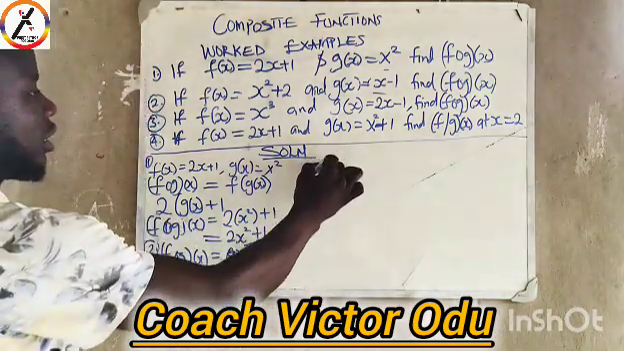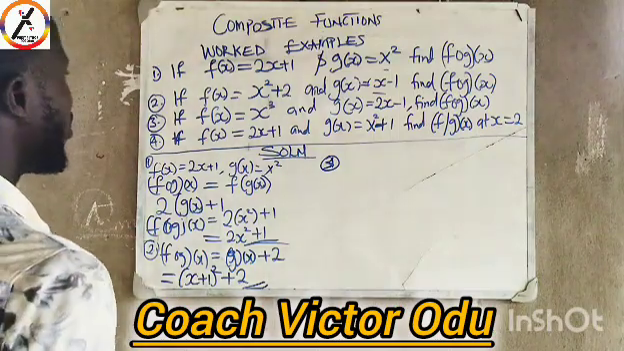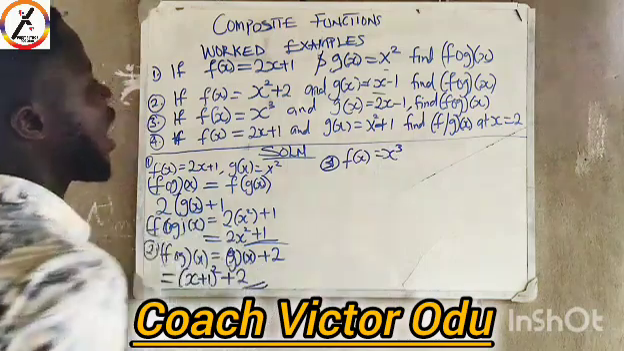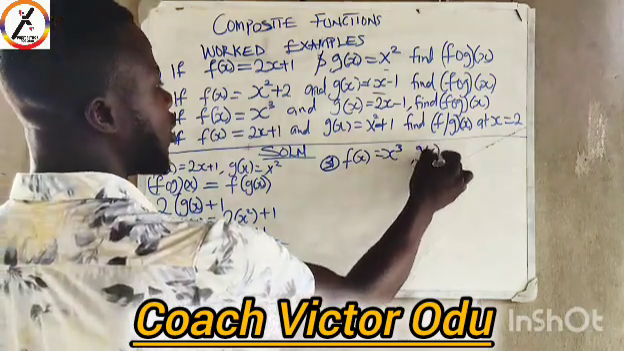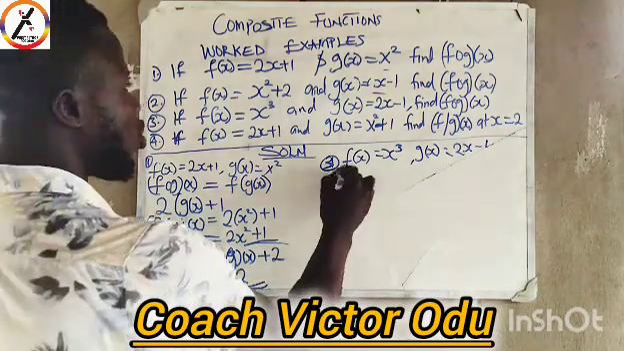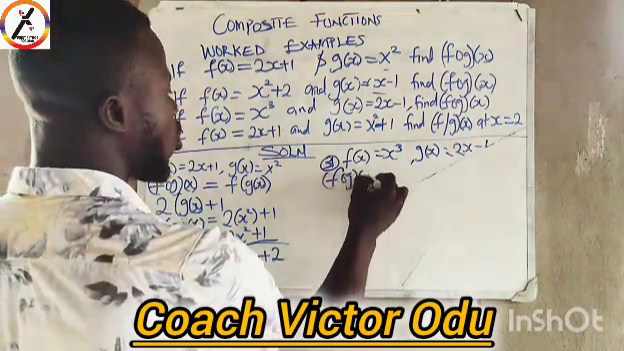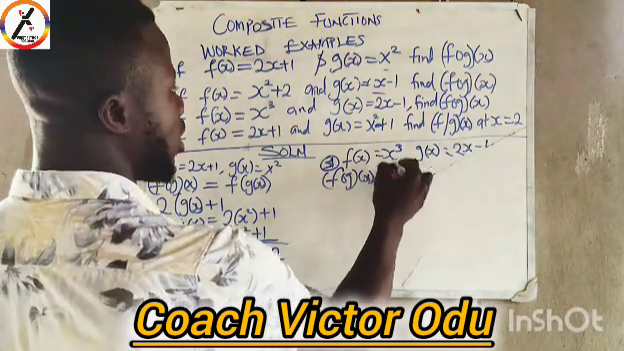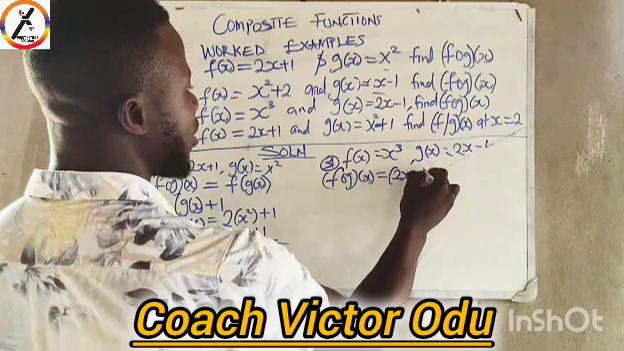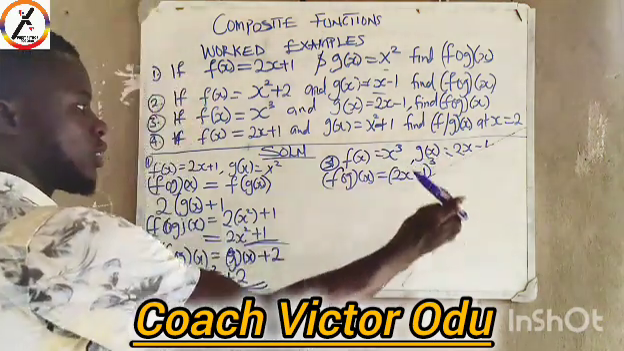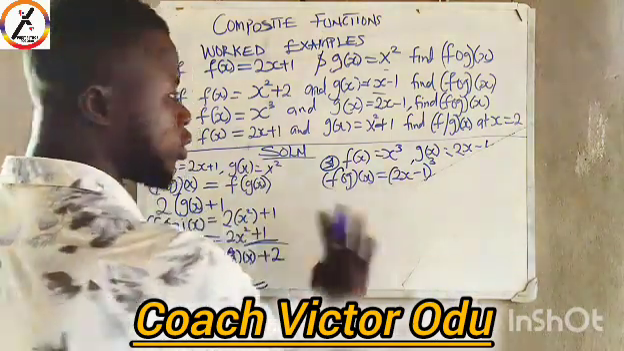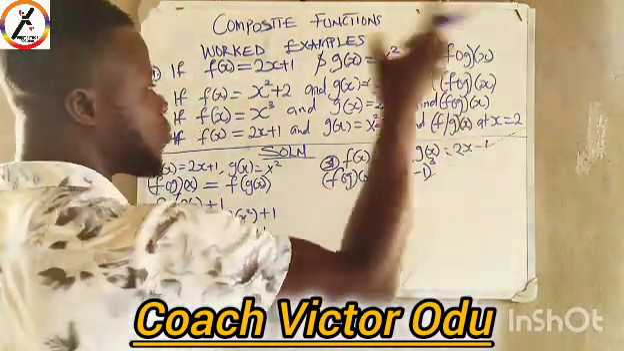So the question 3, the third worked example. We're given f of x as equal to x cubed and g of x as equal to 2x minus 1. We have to find f of g. So f of g of x will be equal to 2x minus 1 all cubed. I can spread it, but I wish to keep it like this because you have to find f of g. So this becomes the solution. Just when you find f, carry g and put it inside.